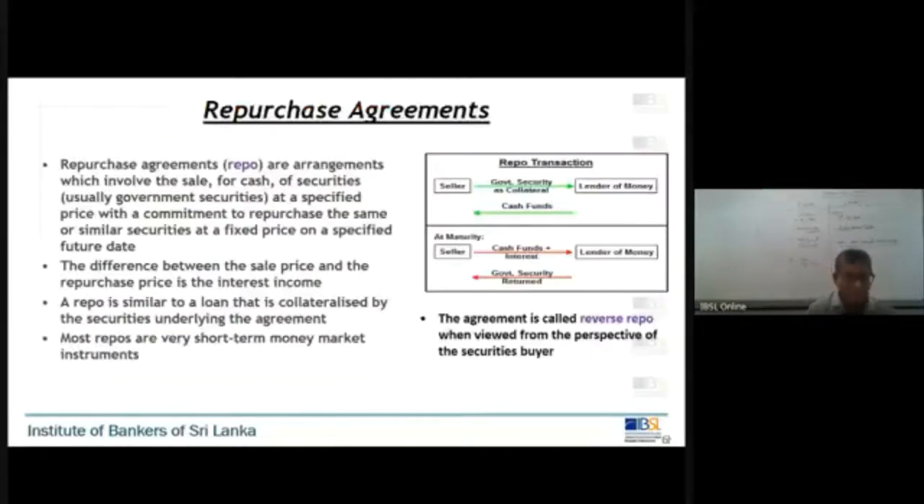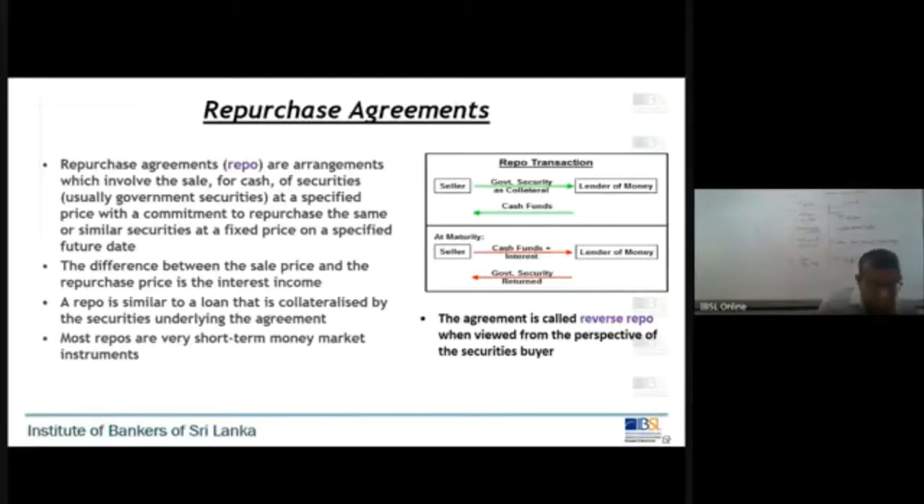Right. Now we are going to discuss another important thing, the repurchase agreement. We call it a repo transaction. Treasury bills, rather than treasury bonds, are usually traded in the secondary market. A repurchase agreement, the repo, is basically a contract. This repurchase agreement was introduced in 1993, right?